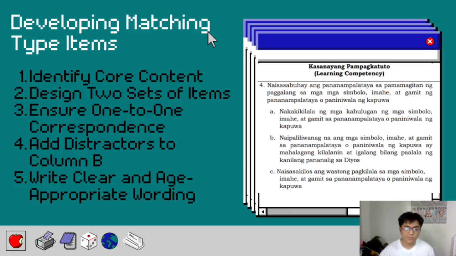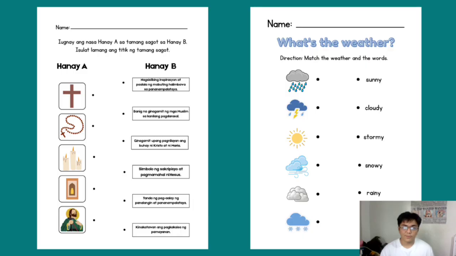So for the fifth step, write clear and age-appropriate wording. So items in column B should be understandable for students' grade level, in this case, grade 5 students. So we should avoid overly technical language. So for example, ginagamit upang pagnilayan ang buhay ni Kristo at ni Maria is more student-friendly than devotional meditation on the mysteries of faith. So here are the examples and the final example that we've come up with.